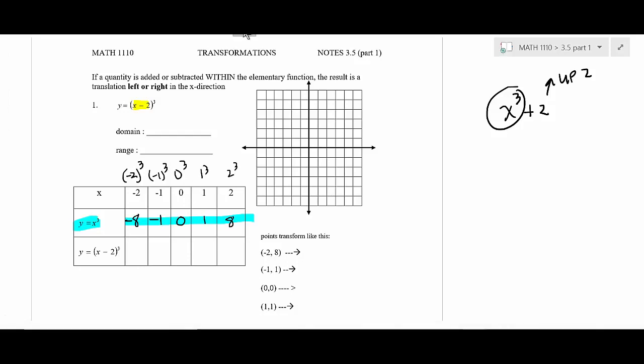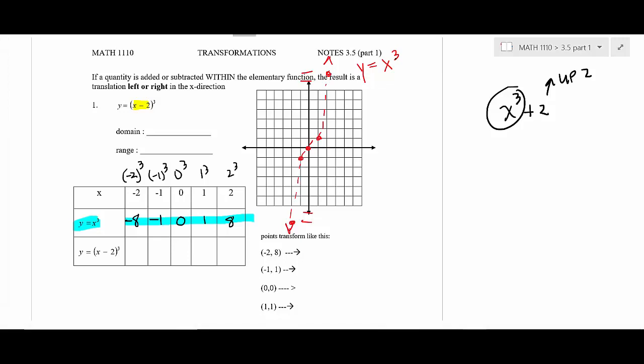I think this only goes down 6, so let's add a couple of notches there. The first point would be left 2 down 8. Second point, left 1 down 1. Then 0, 0. Then right 1 up 1. Then right 2 up 8. Use a dashed line for your elementary function. That's y equals x to the third. You want to know what x to the third looks like whenever you see it. You want to know what that function looks like.